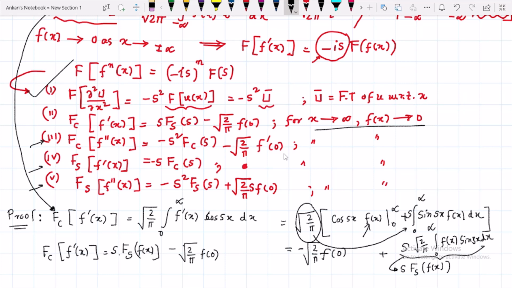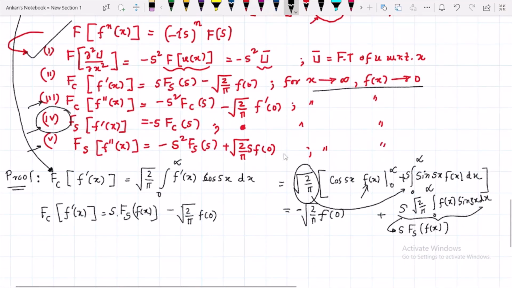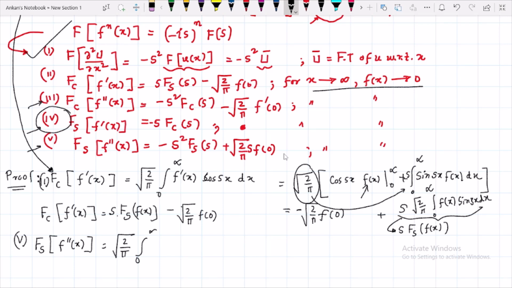In a similar way you can prove this one, and by successive integration by parts you can also obtain formulas 3 and 5. I just want to show you 5, because I have chosen sine. Simply put it into the definition: root 2 by pi, 0 to infinity, f double prime x sine of sx dx. It is nothing to get worried about.